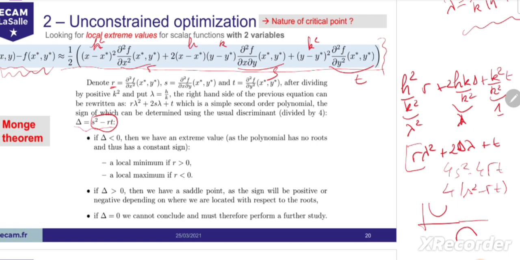So you're going to have something that is either a minimum or a maximum, and we can very easily determine which: if r is positive, then t is also positive, they should have the same sign. Otherwise it wouldn't make something positive here. In the case where it's positive, you've got a minimum, and if it's negative, you've got a maximum.